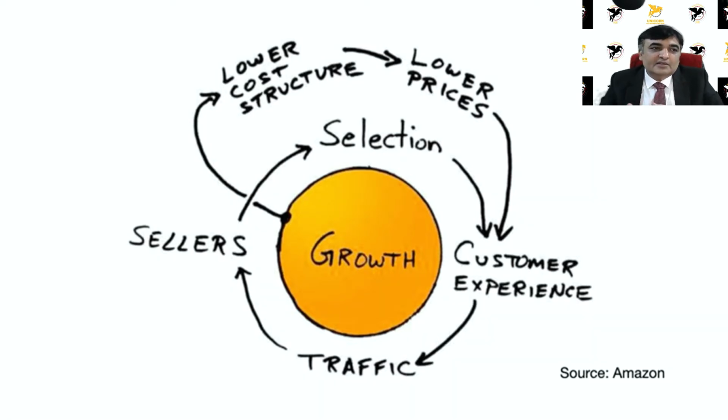And when it increased traffic on Amazon.com, many sellers were attracted. They wanted to sell on Amazon.com because there were more buyers, there was traffic, and wherever the buyer is, the business goes. So when the sellers went to Amazon, again Amazon had more selection, Amazon's customers had more selection. So what it did is, when you have more choices, what it does to you as a customer is it increases your customer experience.